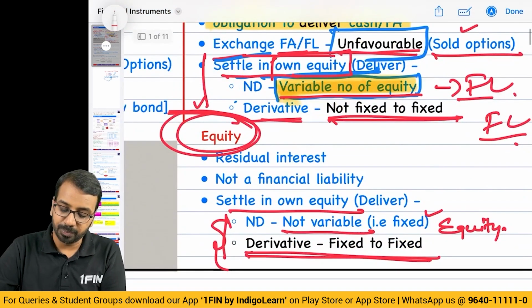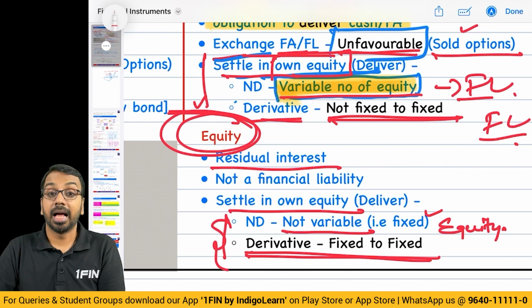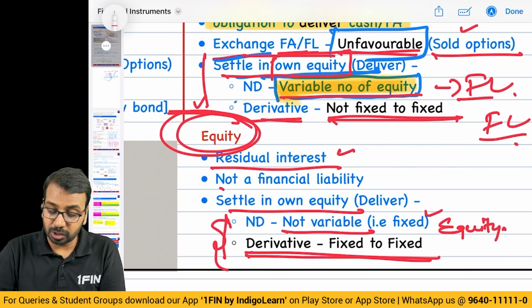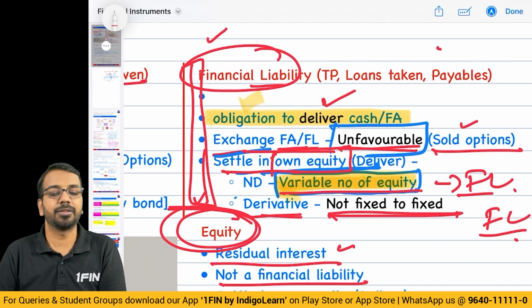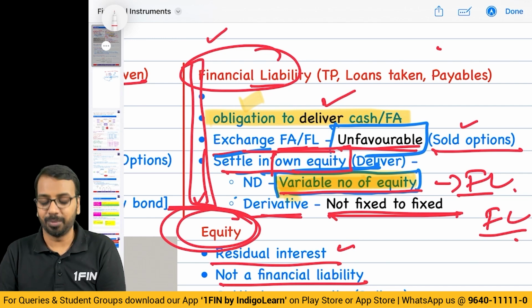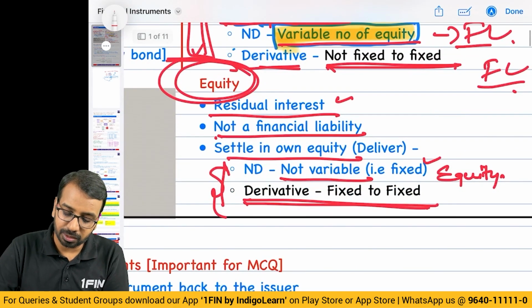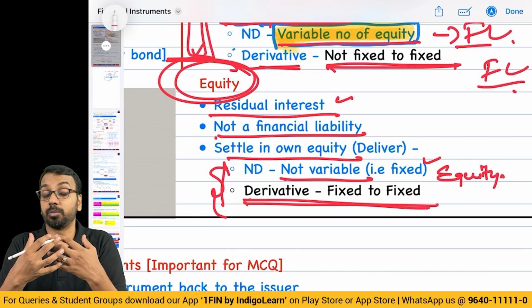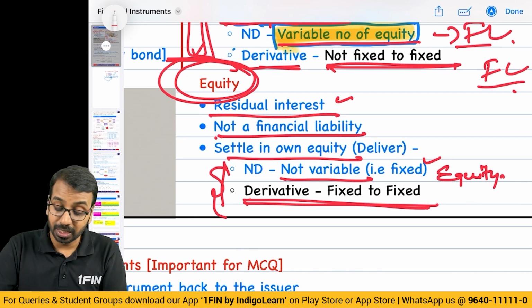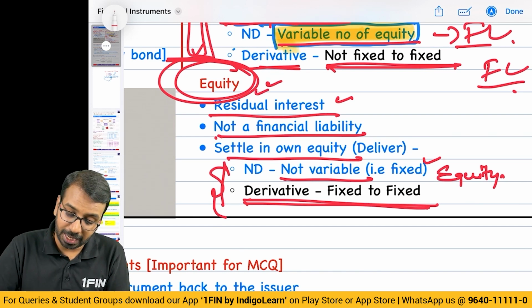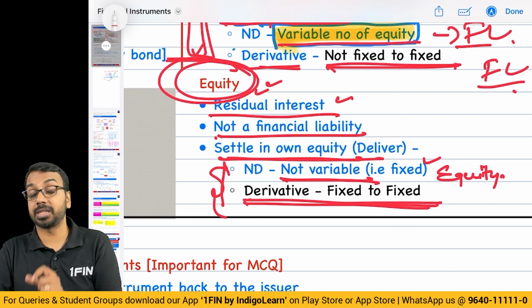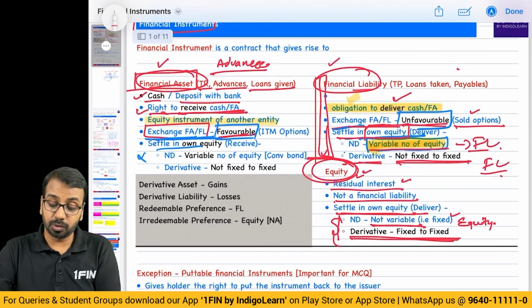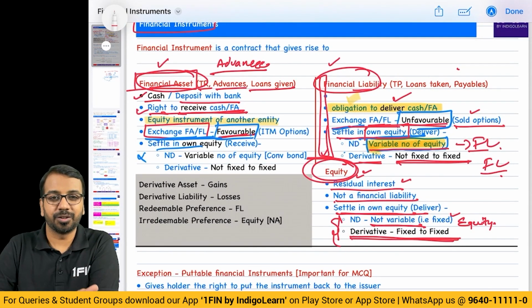What is equity? Equity is the residual interest in the entity. It is not a financial liability. So if anything falls within the financial liability definition, you will consider it to be a financial liability. Otherwise, equity, that is if I have a residual interest in the entity, that becomes my equity. And if you settle in own equity, it should not be variable or it should be fixed to fixed in case of derivative. These are the key terms you need to remember as far as definitions are concerned.